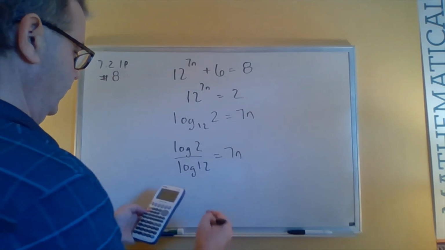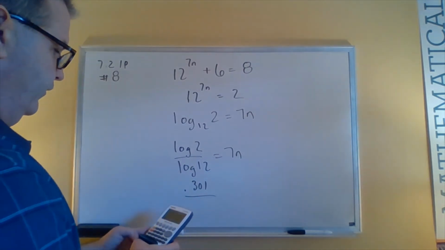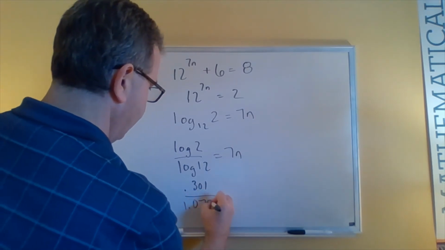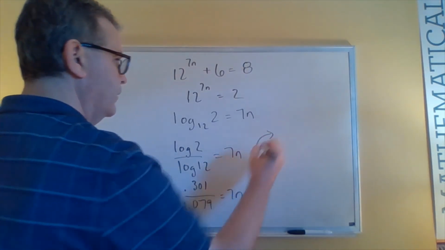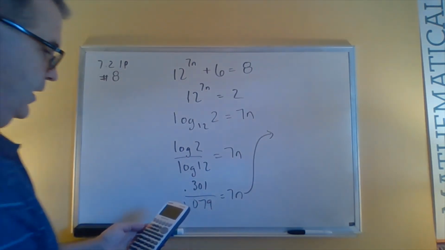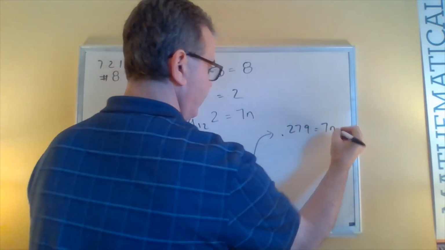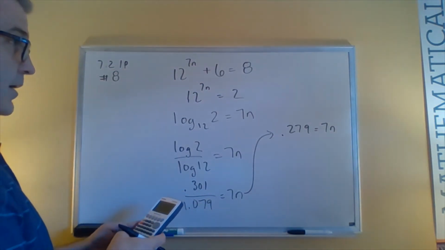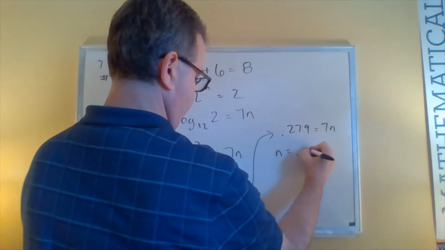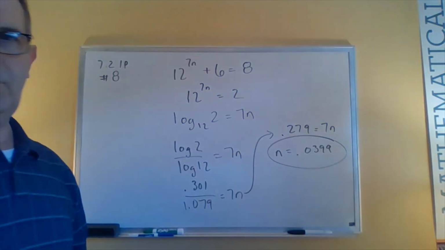So I'm going to grab my calculator so we can figure out these logs on the left side. So the log of 2 is 0.301. The log of 12, 1.079. And that equals 7n. I'm going to move over up here to the right side. So 0.301 divided by 1.079 will equal 0.279. That's equal to 7n. So dividing each side by 7, I get n equals 0.0399. And that is my answer for number 8.